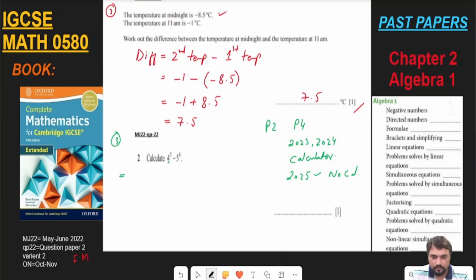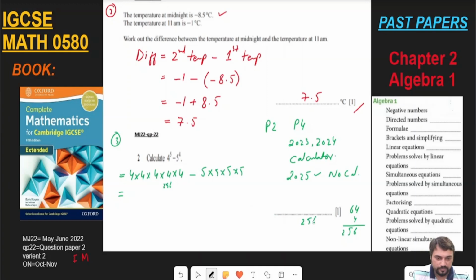I'm going to show it. 4 raised to power 5 means 4 is multiplied by itself 5 times like this, and minus 5 raised to power 4, 5 into 5 into 5 into 5, 4 times. So first 4 into 4 is equal to 16, and 16 into 4 is equal to 64, and 64 into 4 will be 256. So here we have 256 at this stage. We need to multiply 256 with 4.